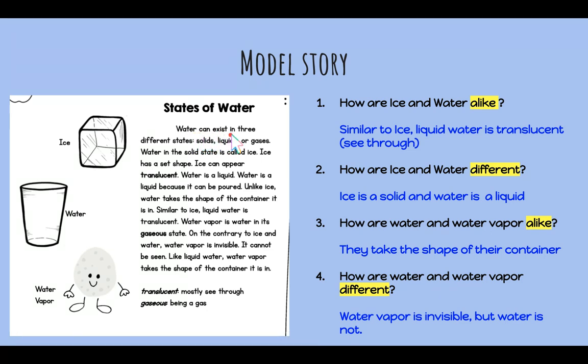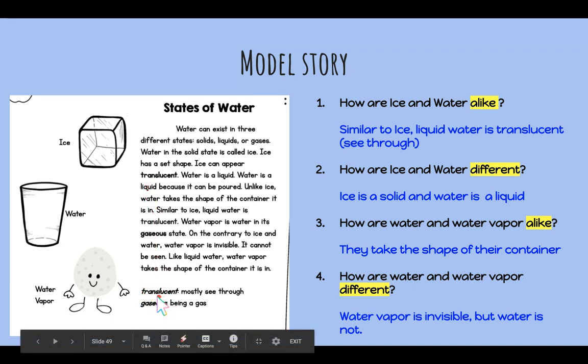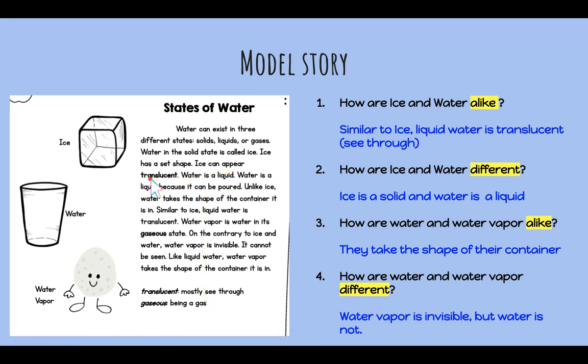Water can exist in 3 different states: solids, liquids, or gases. Water in the solid state is called ice. Ice has a set shape. Ice can appear translucent. If I'm not sure what translucent is, I can come down here and see, it says translucent, mostly see-through. So ice can appear mostly see-through, which means you can pretty much see through it. Let's keep reading.